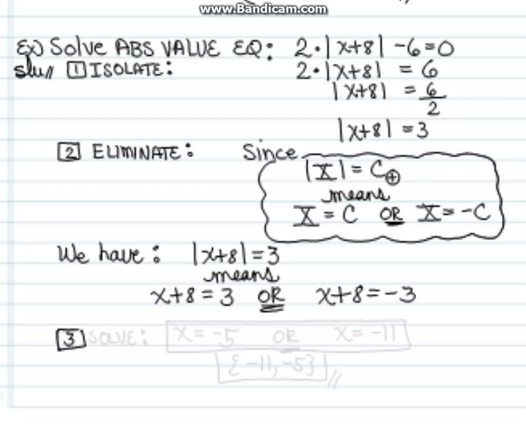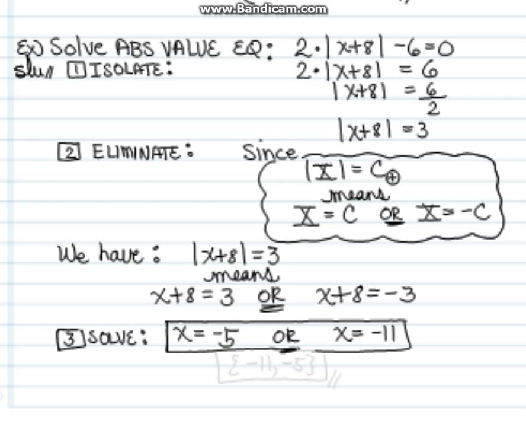Now, step 3, solve each of the little equations. The first equation, we subtract 8 from both sides. We get x equals negative 5. Or the second equation, subtract 8 from both sides. We get x equals negative 11. So this is a perfectly good solution: x equals negative 5 or x equals negative 11.